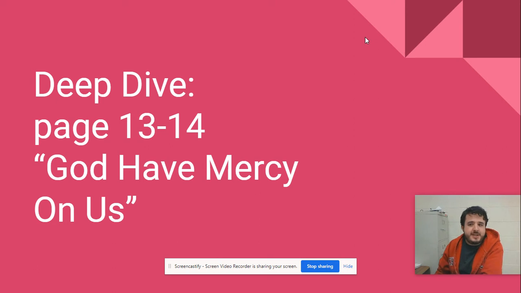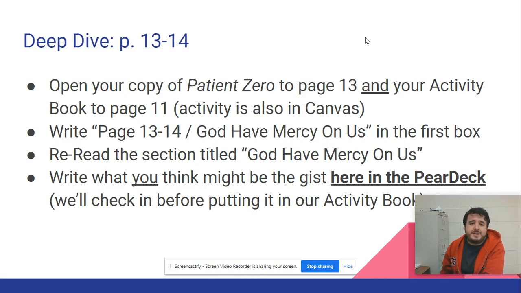Once you are done taking those notes and finding examples in the book, we are going to look at a specific example on pages 13 and 14 of the book. It's called God Have Mercy on Us. So you're going to open up your activity book and you're going to have your novel open at the same time. You're going to reread that section.